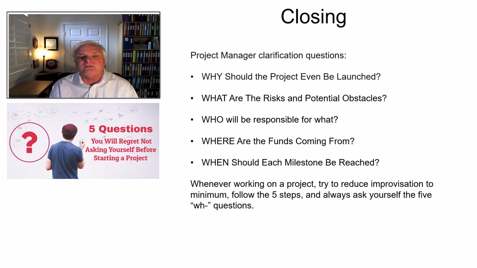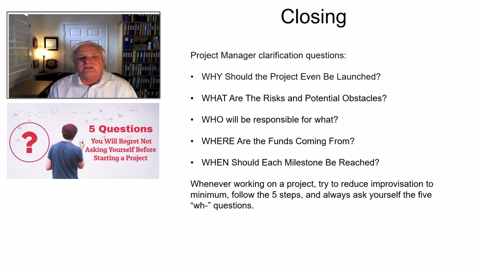Number 3, who will be responsible for what? Everybody in that RACI form identifies who is going to be accountable, but you may have matrix people with specialty talents that you have to bring in. You need to know exactly who's going to be responsible for what. The next one, where are the funds coming from? Where is your funding coming from? You need to understand that.